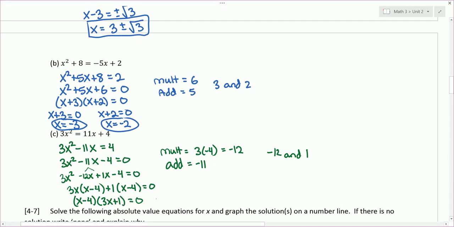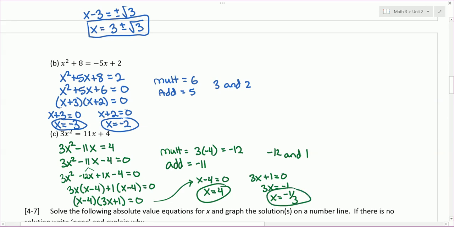Now it's factored. Take your factors, x minus 4 and 3x plus 1, and set them equal to 0, and solve for x. And there we have it.